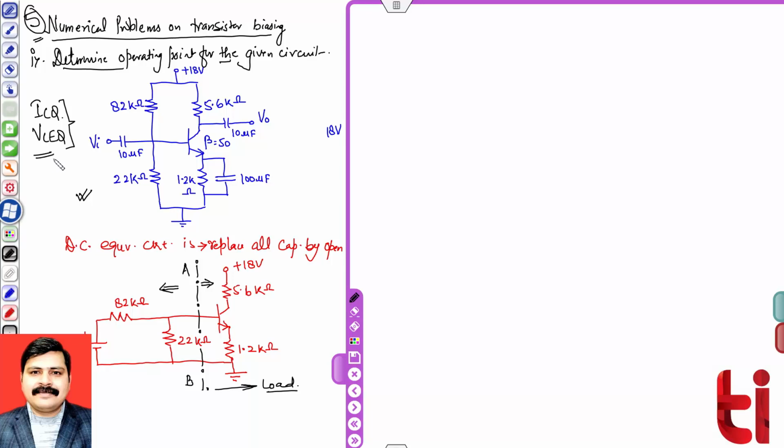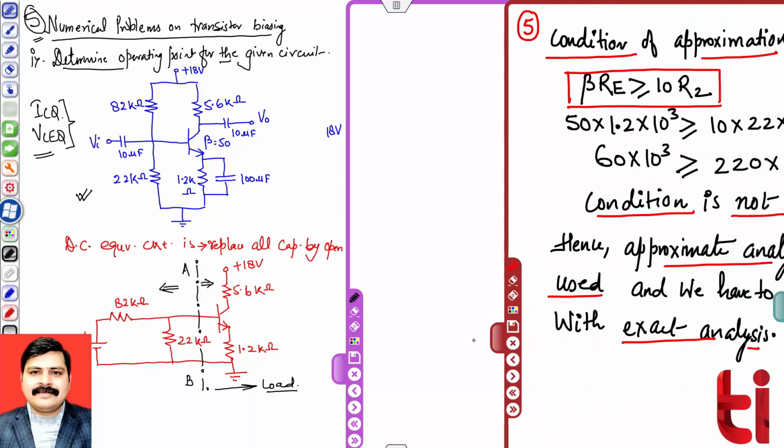The various parameters of this circuit are: VCC is given as 18 volt, resistance R1 is 82 kilo ohm, resistance R2 is 22 kilo ohm, RE is given as 1.2 kilo ohm, and beta is given as 50. Now we have two options. We can either solve this problem with the help of approximate analysis, or with the help of exact analysis. Let's see how we can solve this problem with approximate analysis.